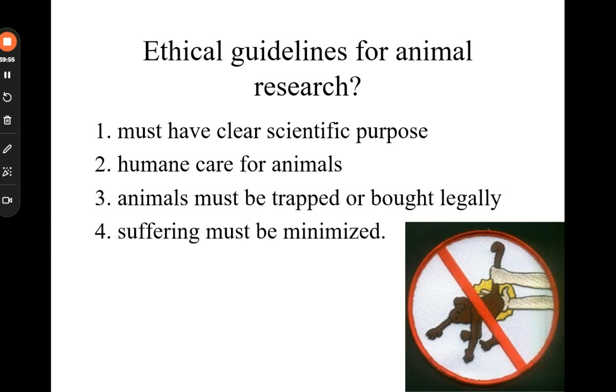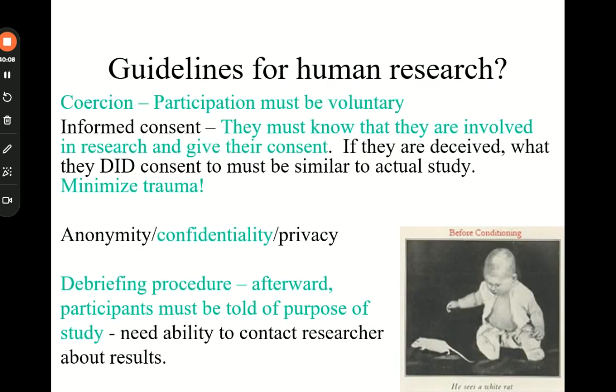If you're going to do studies on animals, you got to have a clear scientific purpose. You got to take care of the animals, and you must minimize suffering. Now, this is very, very important. Coercion. Participation must be voluntary. You're a professor, you can't just tell your students, go be in this study or you're going to fail the class. You can't do that.